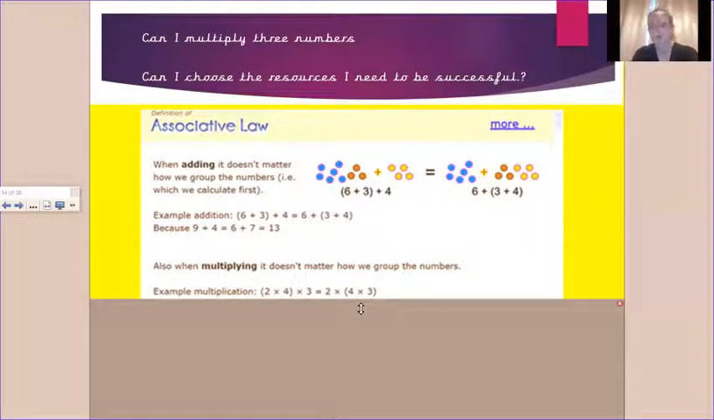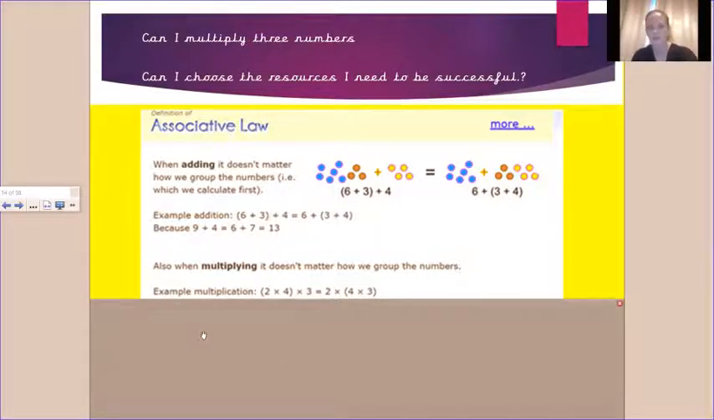2 times 4, the first bit, 2 times 4 I know is 8, and then it says 8 times by 3. So 8 times 3 I know is 8, 16, 24. Okay, so I know on the one side it should be 24.